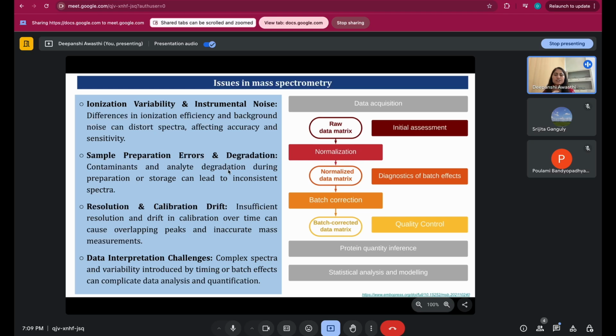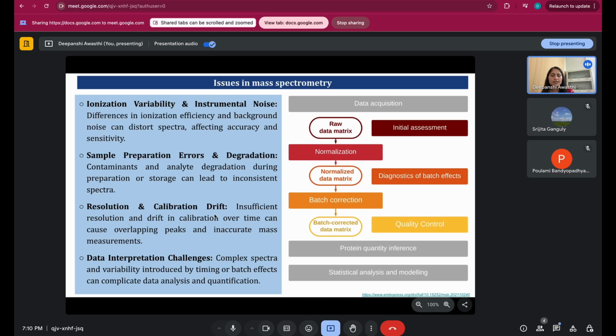Second is sample preparation errors and degradation. Sometimes when you are preparing your sample, some contaminants come up, or there is degradation of the analyte in which you are performing your experiment. During liquid chromatography, if there is some issue in the movement or in the analyte concentration, errors can also come up, which could lead to inconsistency in the spectra. For example, if contaminants are present, a huge number of peaks are observed towards the C terminal, so they are just contaminants, and we cannot interpret them.